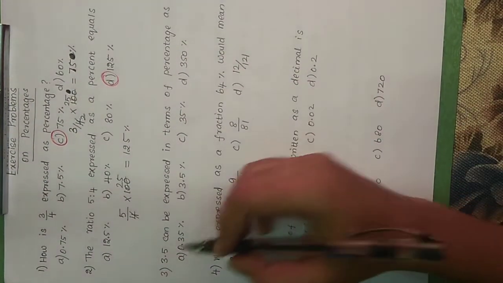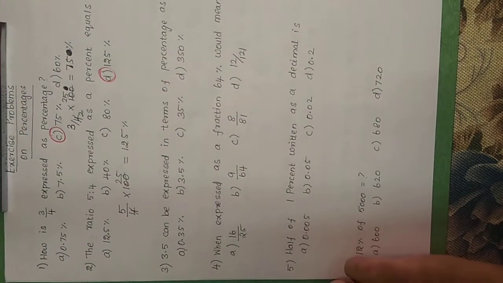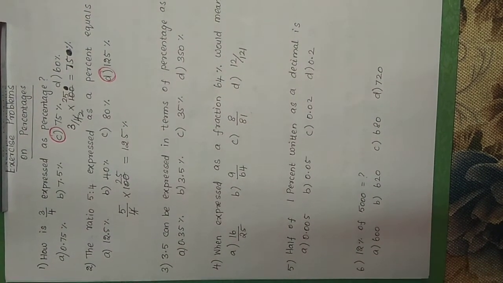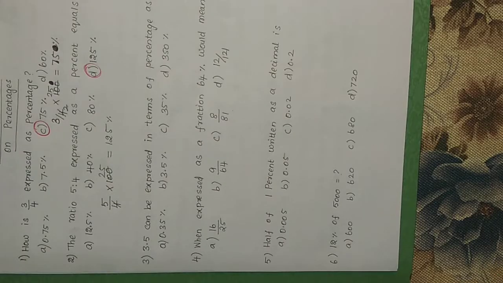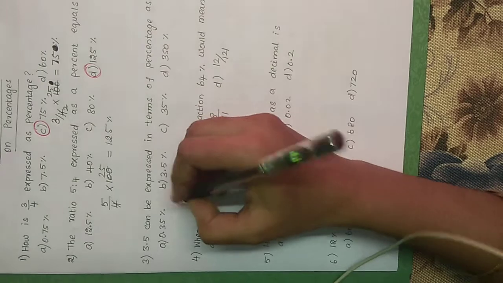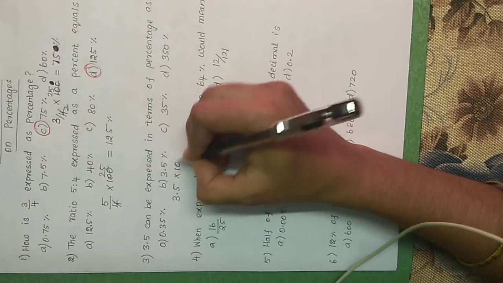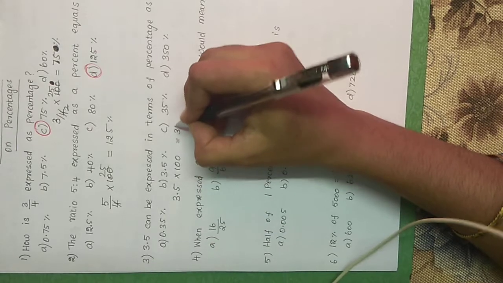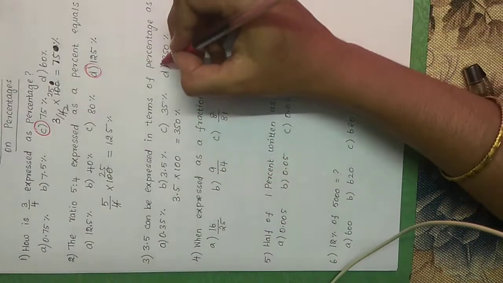Problem number 3. 3.5 can be expressed in terms of percentage as. So 3.5 into 100 equal to 350 percentage. So the answer is D.